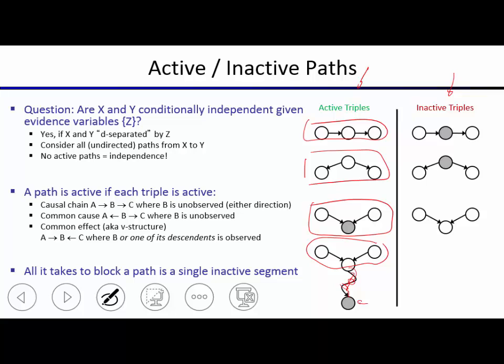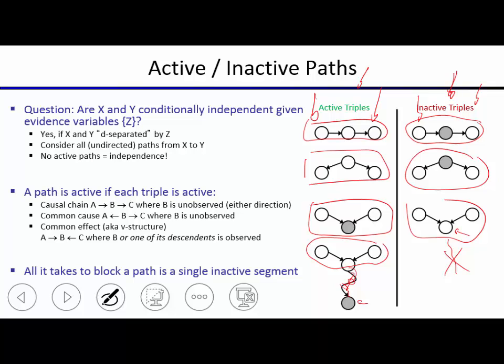These here are the inactive triples. If you have a causal chain with the middle one observed, triple is inactive. Common cause with the middle one observed, triple is inactive. If you have a V structure with this one not observed and also nothing underneath observed, you have an inactive triple. What do I mean with active triple or inactive triple? When I say active triple, what that means is that the two outer variables could influence each other. With an inactive triple, what that means is the two outer variables could not influence each other. Okay?